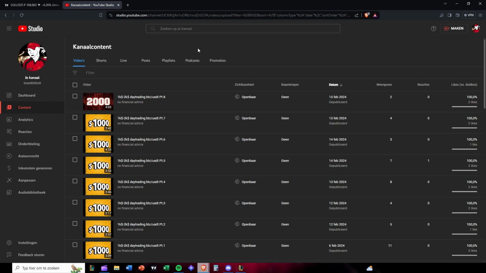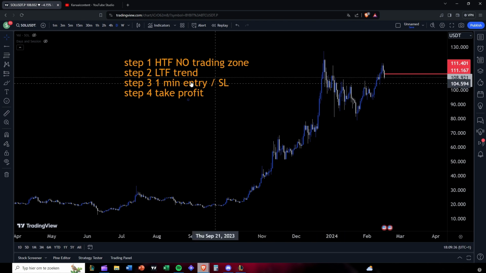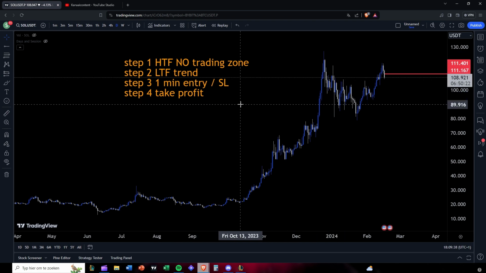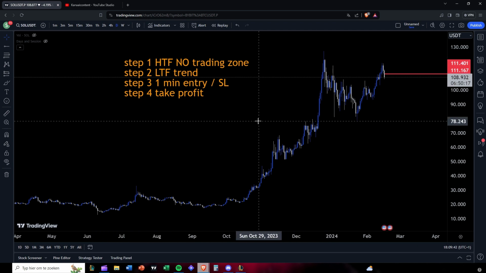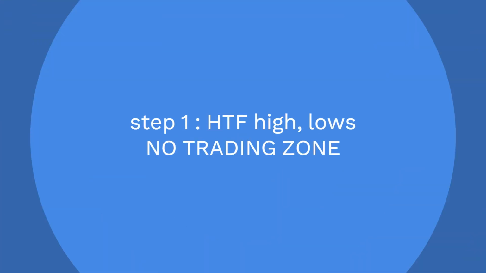A little disclaimer, I traded with very high leverage, and if you just start this strategy you should probably take proper risk management and maybe a lower leverage. So these are the 4 steps to double your money.